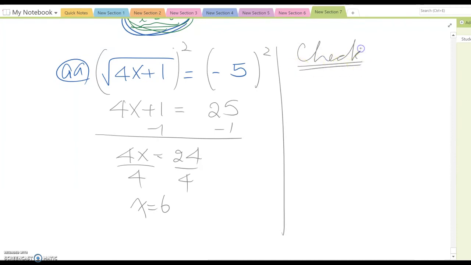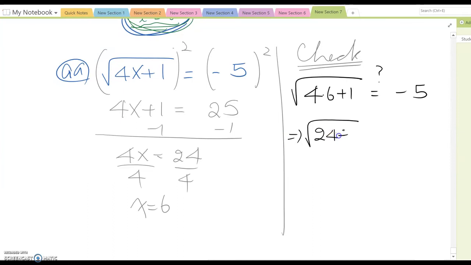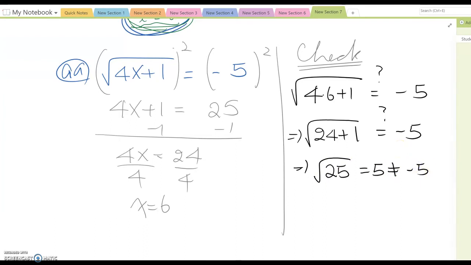So check. Square root of 4 times 6 plus 1 equal to negative 5? We don't know yet. So this will become square root of 24 plus 1 equal negative 5? We don't know yet. Now, as you see, this becomes root 25, which is actually 5. That's not equal to negative 5. So even though you did all this hard work, unfortunately, 6 is not the answer. So this answer becomes no solution.